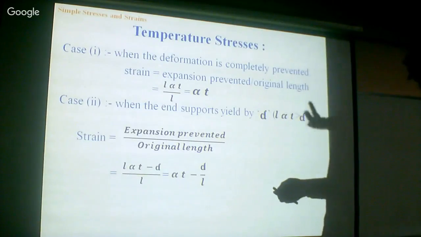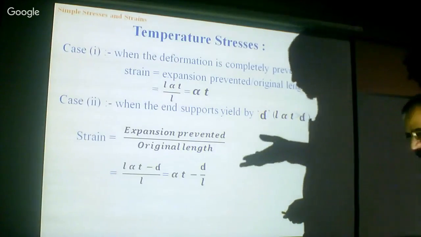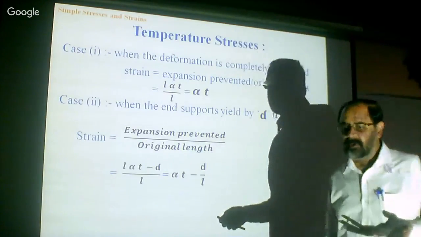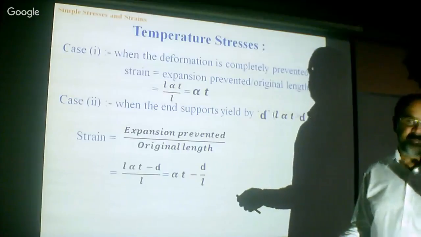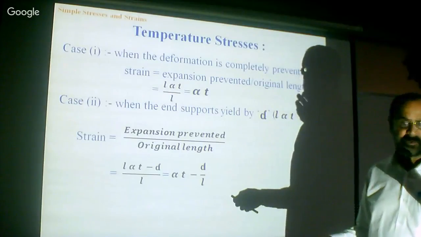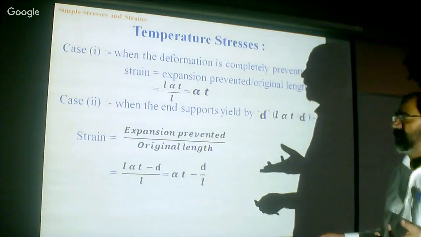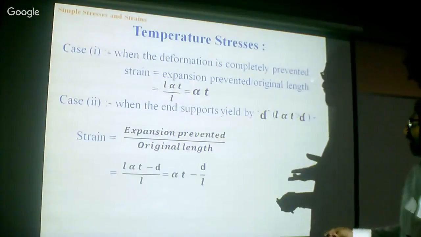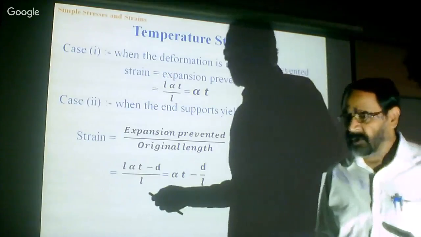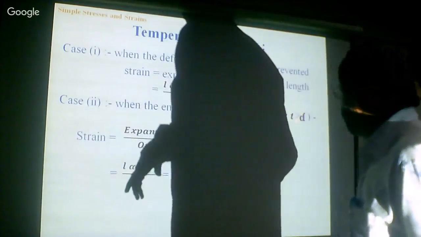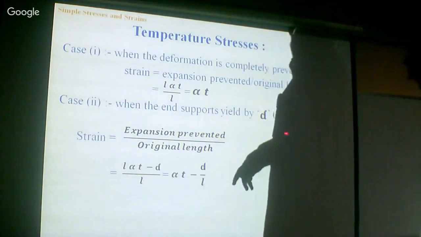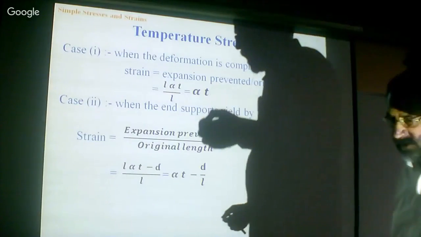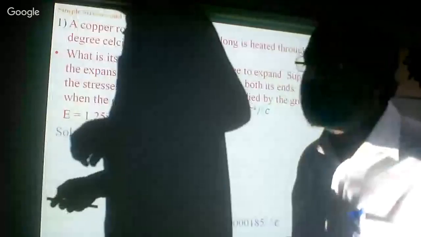sometimes in our engineering practice we may need to allow the expansion of a millimeter, or 0.001 millimeter, depending upon the criteria, the design of the machine, the design of the product. Therefore, we are allowing the material to expand a small amount. Now, there is also a simple problem.